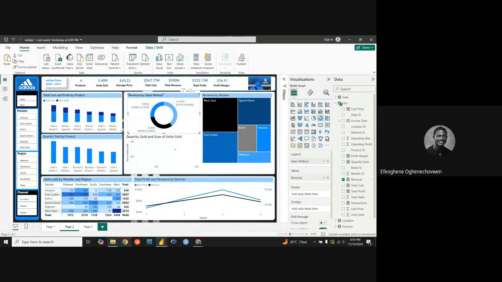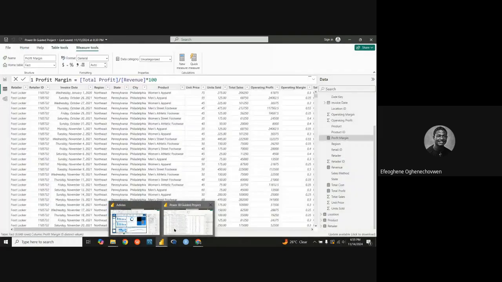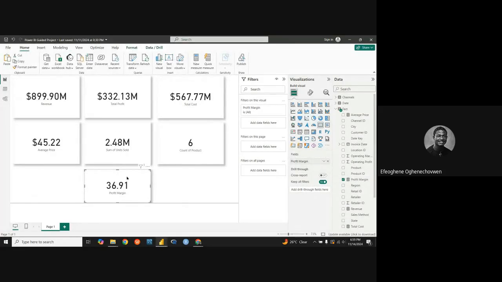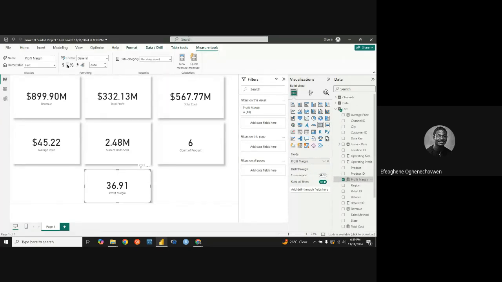So the next thing we want to do is, we've gotten this already. So we've created our important KPIs. There are more KPIs, but these are very vital relative to the data set. Okay.